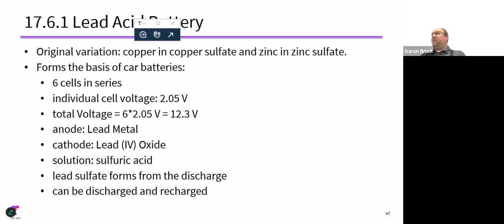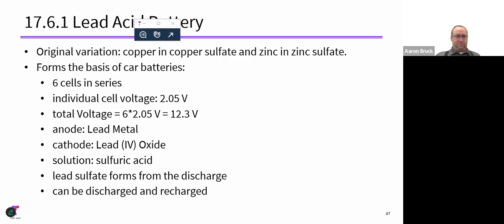So I put them together in series. Those of you that have been in physics know, put a series of batteries or any kind of source in series, the electricity basically is additive. This is how we get a 12-volt car battery. Now, the anode in this story is just lead metal itself. The cathode is lead 4 oxide, and it is swimming around in a solution of sulfuric acid. So we've got lead electrodes and a sulfuric acid solution, hence the name lead acid battery.